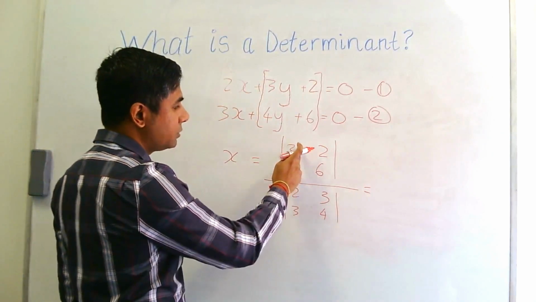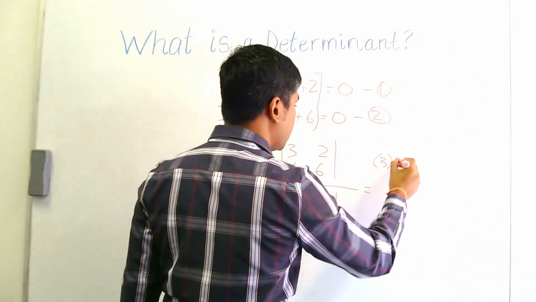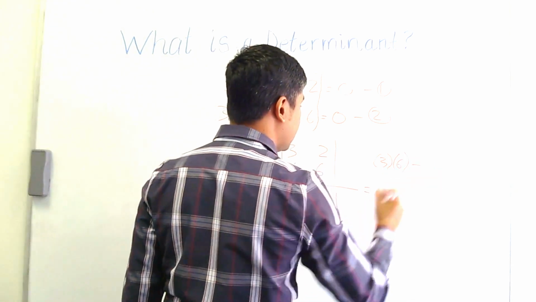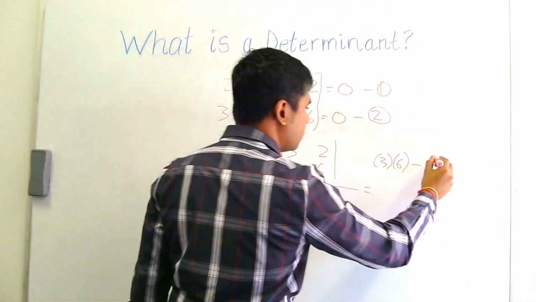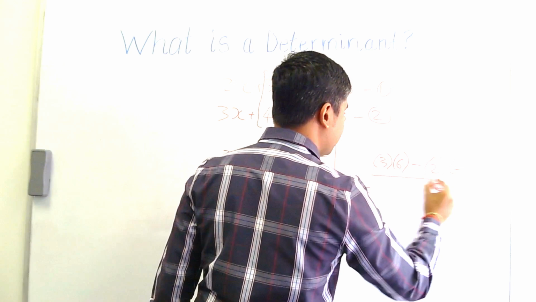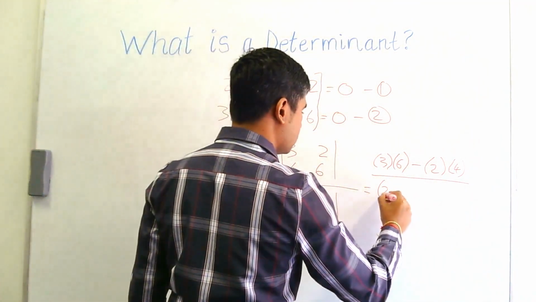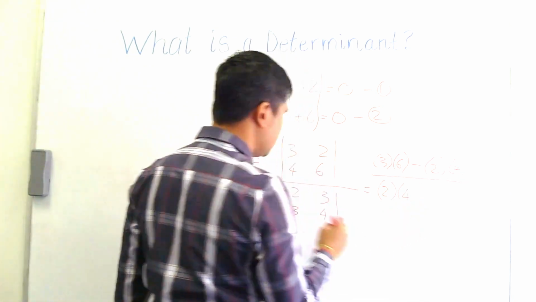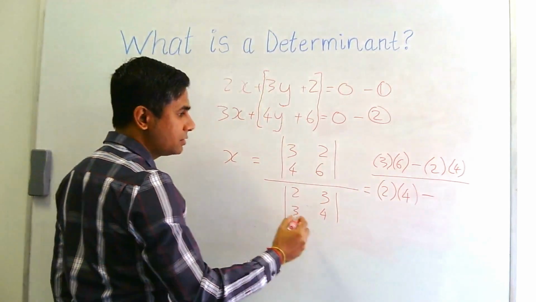So it's 3 times 6. Recall that we multiply out diagonally. So we have 3, and we have 6. And then we're now subtracting the second term of the determinant, then 2 times 4. We have 2, and we have 4. Then now we divide this by 2 times 4, multiplying out diagonally, then minus, then 3 times 3.